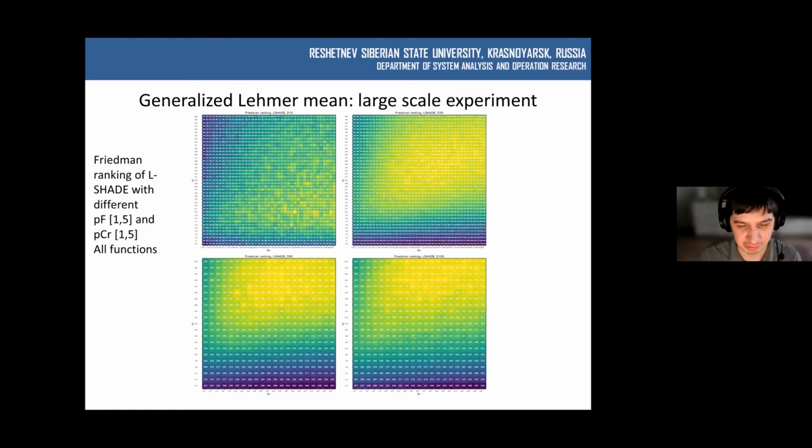and this was our original idea. But then we decided, what if we make a larger scale experiment? What if we test p-values from 1 to 5, even for 100-dimensional functions? And we got pictures like this.